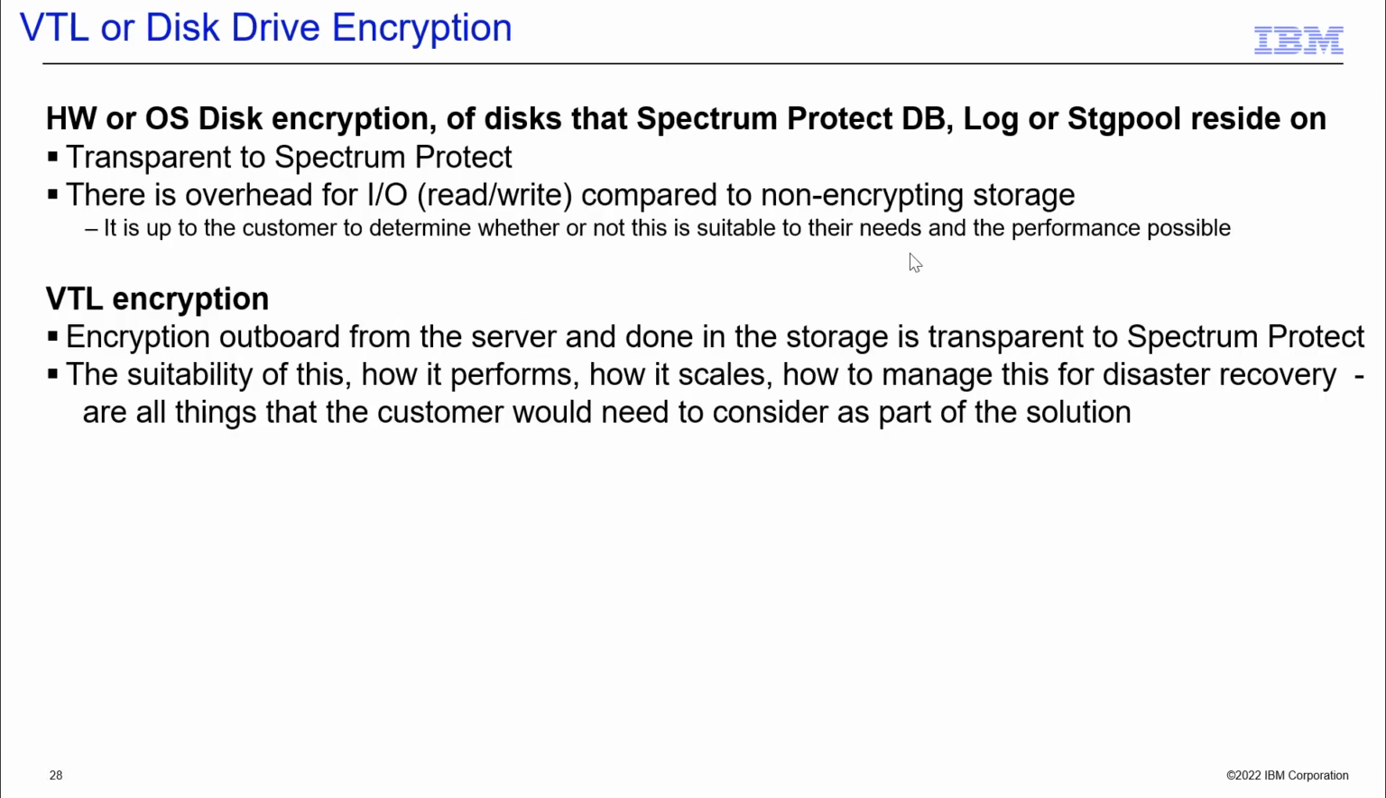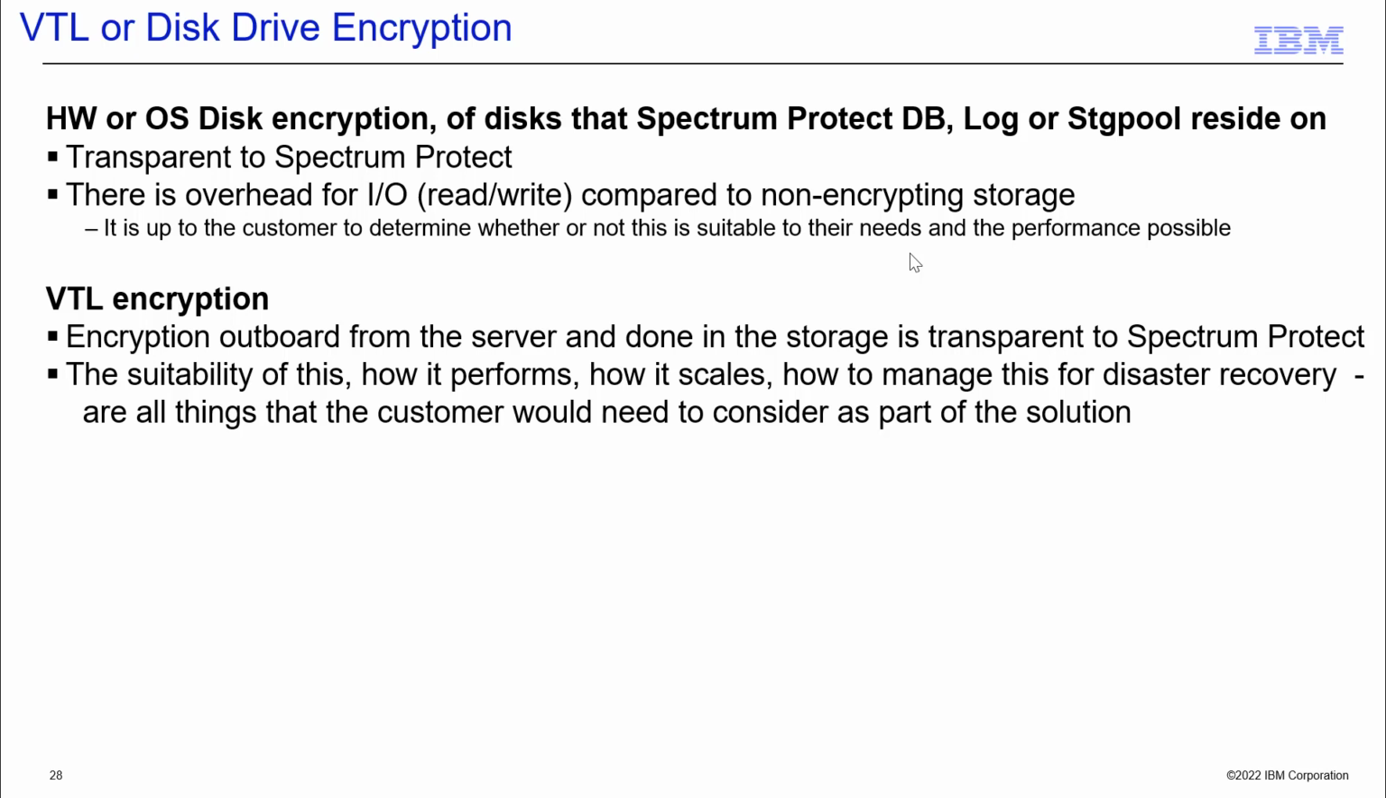Now, other hardware or operating system disks do encryption, and that might be disks that Spectrum Protect databases, logs, or storage pools reside on. And all of this is, in essence, transparent to Spectrum Protect. That type of encryption is being handled by the device or the operating system. Now, there might be overhead for the I/O, the reads and the writes that are done on these types of devices, but that's going to be a performance question you'll have to look at.